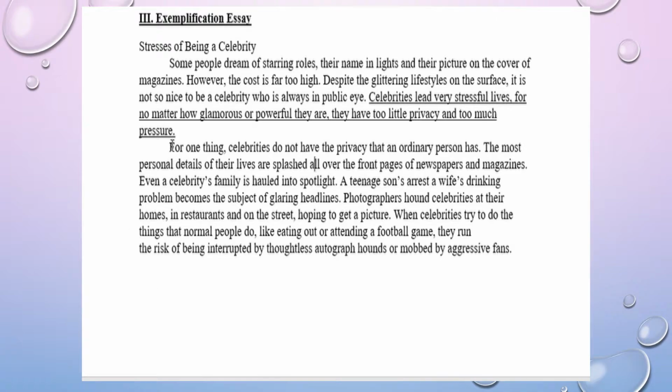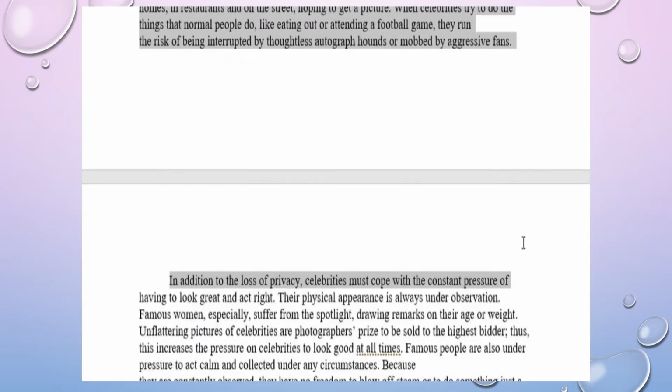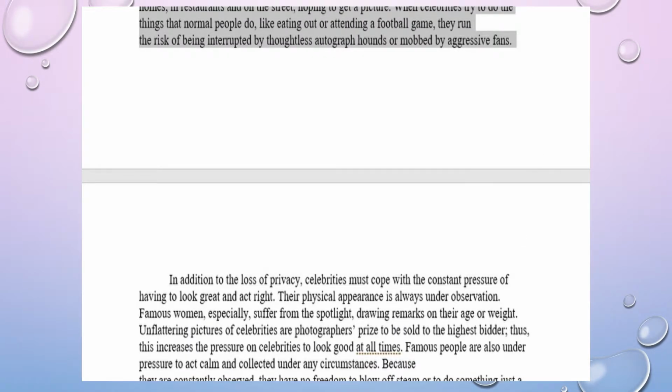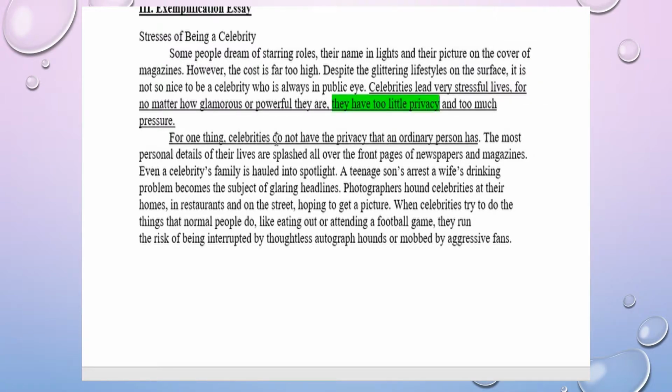For one thing, celebrities do not have any privacy, do not have the privacy that an ordinary person has. Okay, and so this paragraph will talk about the celebrities and their lack of privacy. Okay, how does this paragraph relate back to the thesis? It tells you celebrities lead very stressful lives. No matter how glamorous or powerful they are, they have too little privacy. Okay.